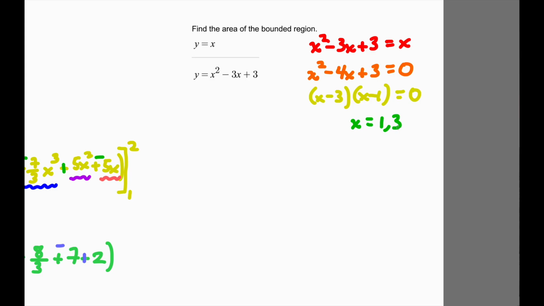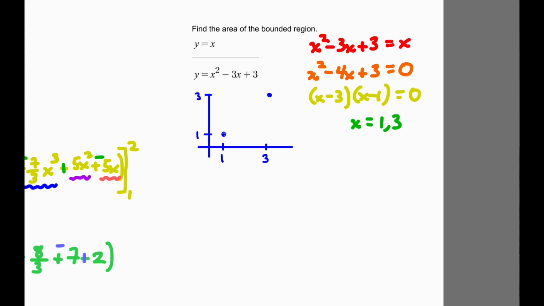So right now, we have at least an idea of what this graph is going to look like. I'm actually going to draw it out right now. So we're going from 1 to 3. Okay, if you plug in 1, you're going to get 1 for the y. So it makes it really easy to sketch this graph. Same with the 3, because y equals x. So if the x is 3, the y has to be 3 as well. So we have something like this where they intersect.